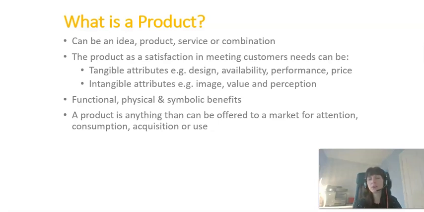So some of this is around logical, rational, cognitive elements, or emotional, intangible elements. And actually a product combines all of these. It's the functional elements, what it can do, it's the physical elements, so how we touch and interact with it, and it's what it means in terms of the symbolic elements as well. So it can be offered to the market for us to see it, to hopefully consume and engage with it, to acquire it, to use it. So it's any of those things.